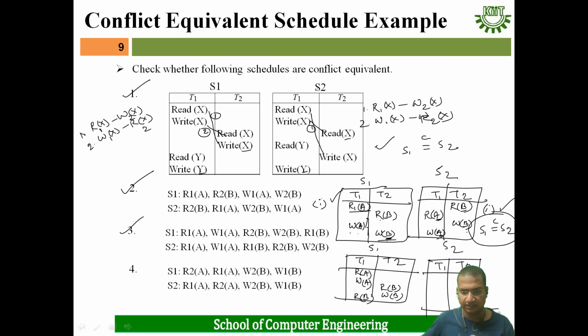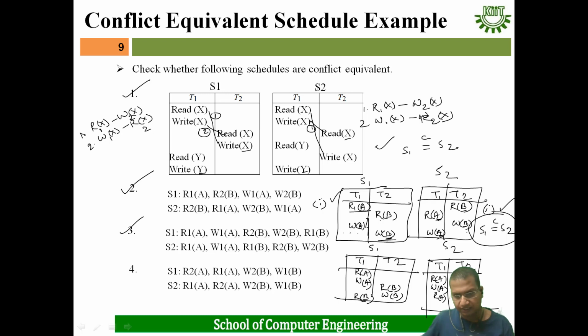Then read A, read A, write A, read A, read B, write B. Now we have to see whether a conflicting operation is present in this case or not.